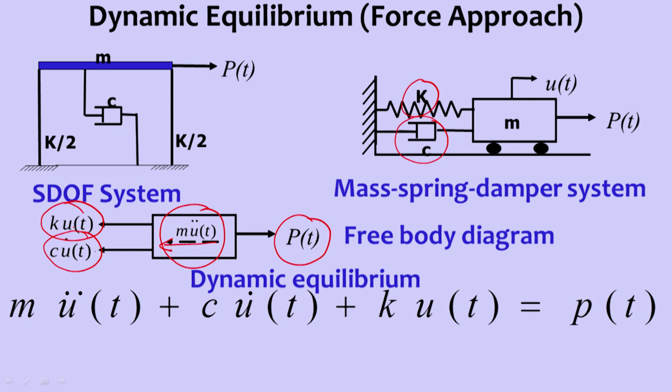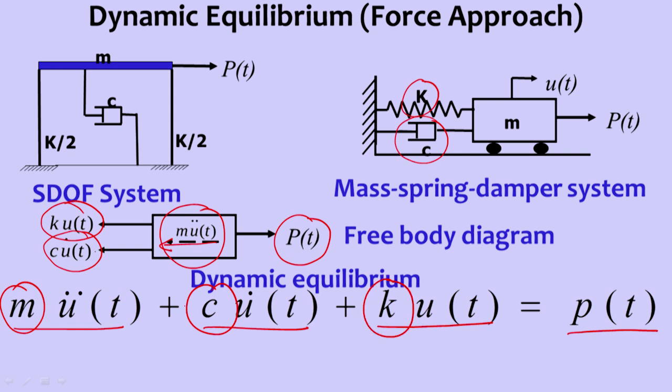If we write the dynamic equilibrium equation, these three terms, the inertia term, the damping term and the stiffness term, all put together are equal to the externally applied force. So, in structural dynamics, understanding the parameters mass, damping and stiffness is very crucial.